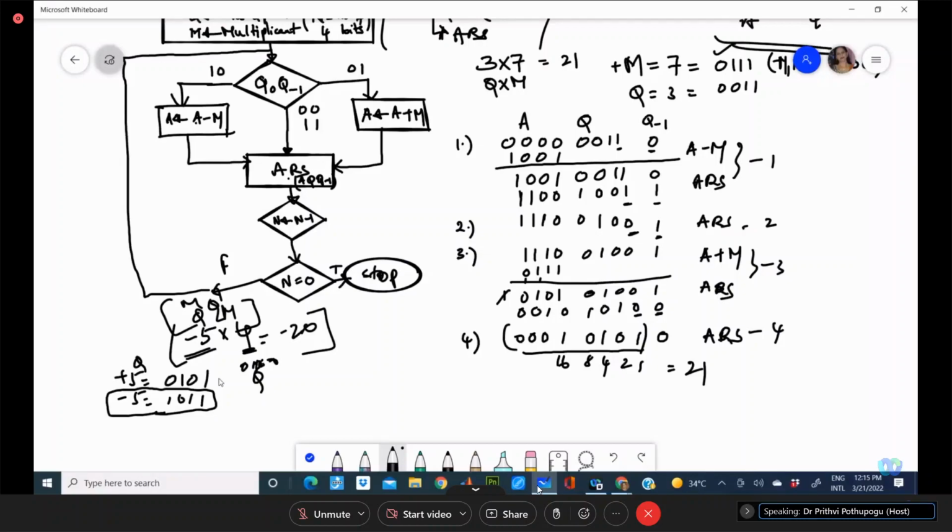You do this. I'm giving you this as an assignment. Using Booth's algorithm, do the multiplication of minus 5 with 4, minus 3 with minus 7. Oh, not 7. I'll give another. Minus 3 with minus 6. Both negative. Both positive we have done here. You try to do this too and put it in the assignment. This is one question.